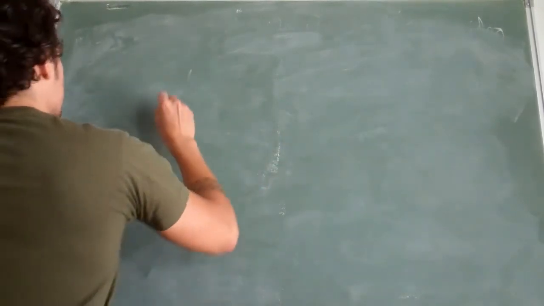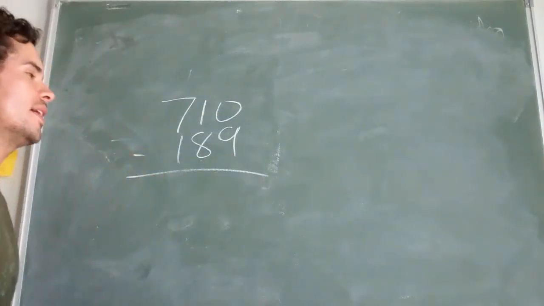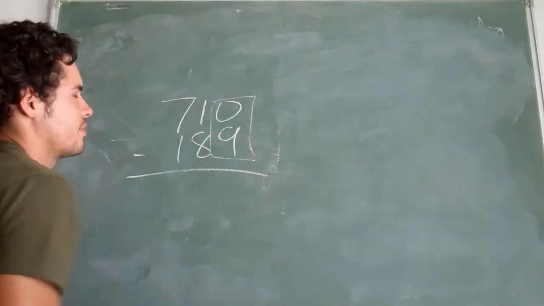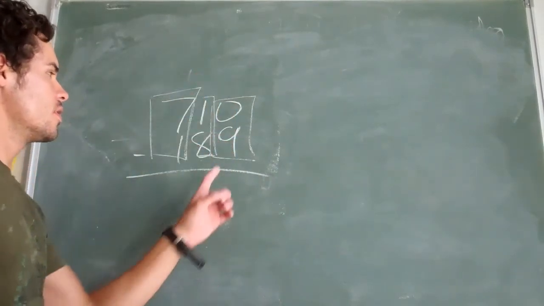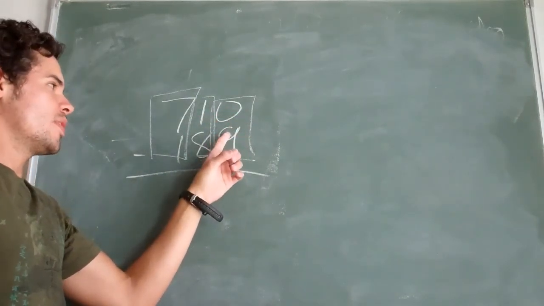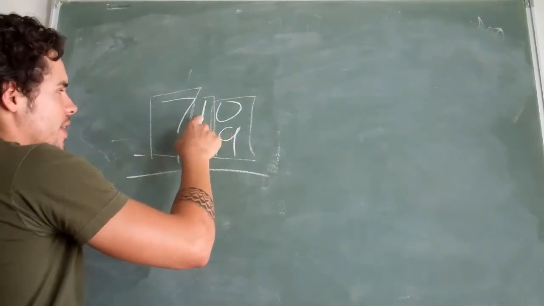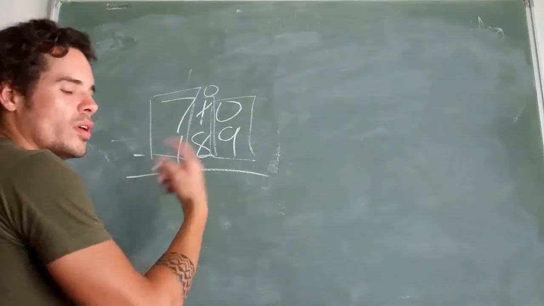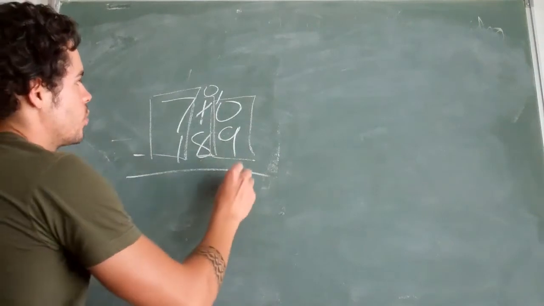Let's try another one. 710 minus 189. Once again, we're just paying attention to this top number at first, and then we're going to move on to the next group. First of all, this is a 0, and on the bottom we have something greater than that 0. So I have to borrow from the next one over here. If I borrow 1, then this will be 0, because 1 minus 1 is 0, and then I'm going to add 1 right here. So now this is a 10. So 10 minus 9 is 1.